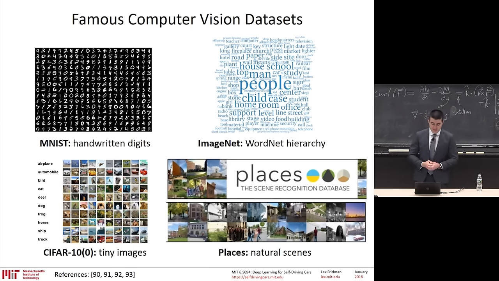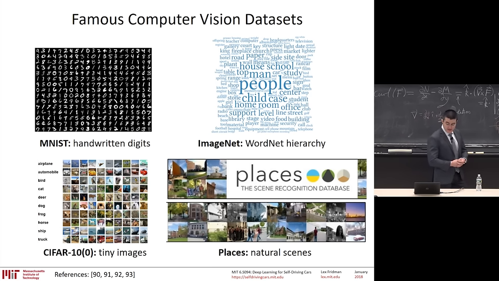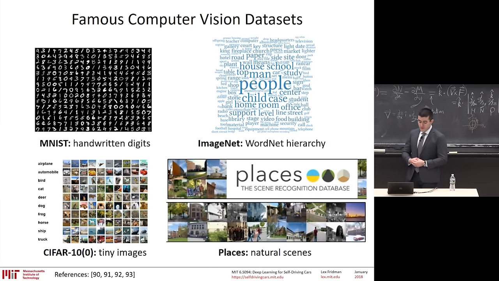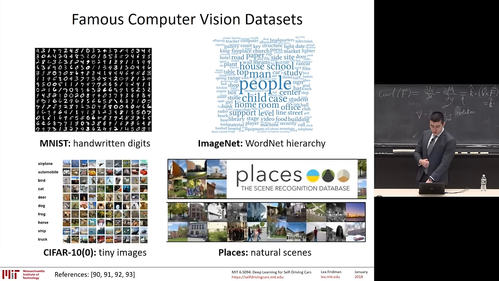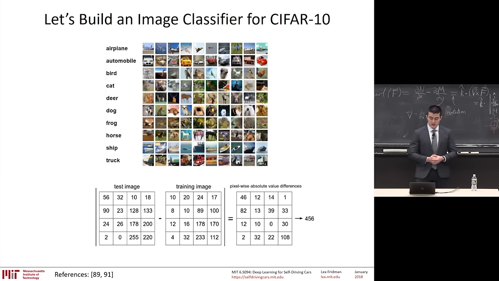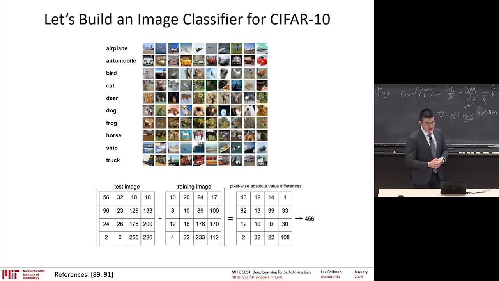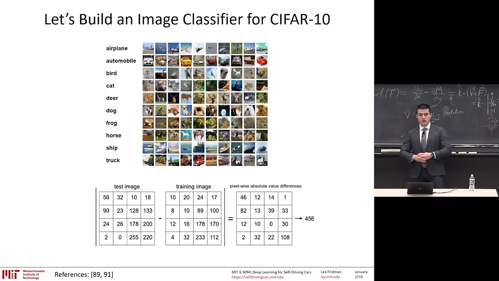MNIST is a toy data set of handwritten digits, often used as examples, and COCO, CIFAR, ImageNet, Places, and a lot of other incredible data sets, rich data sets of 100,000s, millions of images out there, represent scenes, people's faces, and different objects. Those are all ground truth data for testing algorithms and for competing architectures to be evaluated against each other. CIFAR 10, one of the simplest, almost toy data sets of tiny icons with 10 categories of airplane, automobile, bird, cat, deer, dog, frog, horse, ship, and truck, is commonly used to explore some of the basic convolutional neural networks we'll discuss.